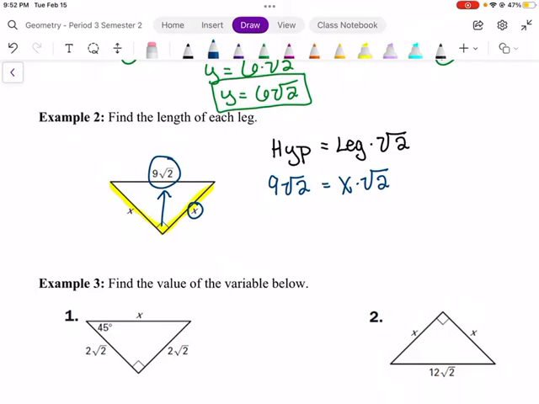Our goal for this one is to eliminate everything that's on the same side as x. So to do that, we're going to divide by the square root of 2.